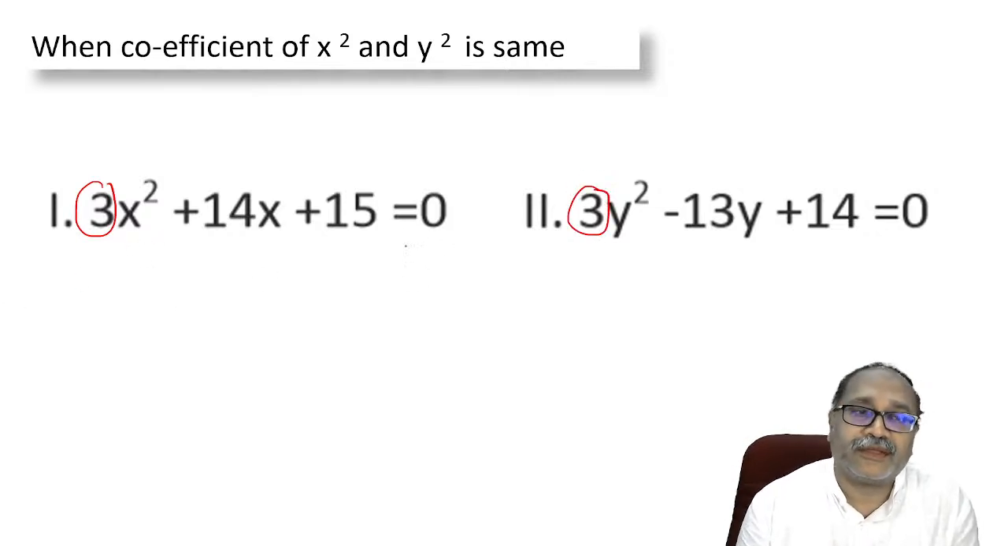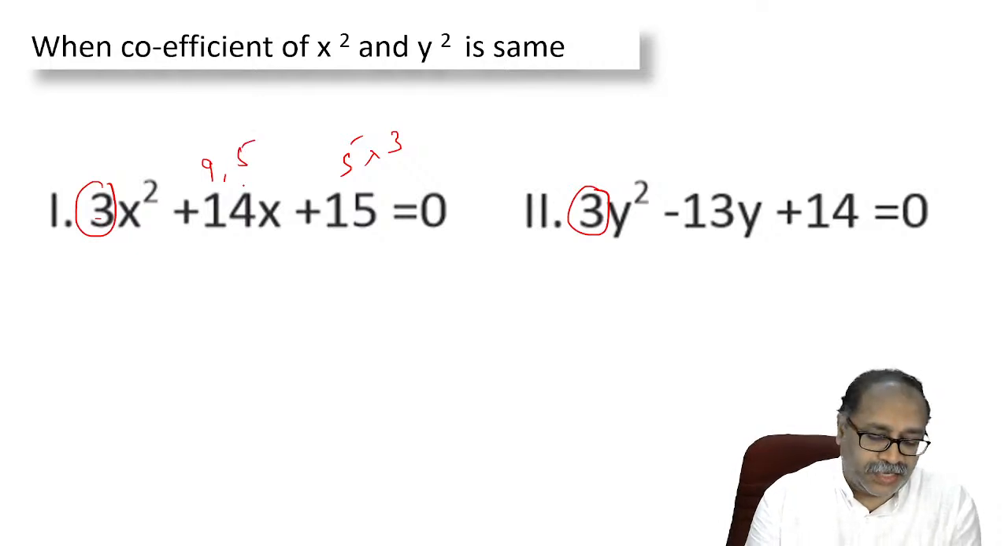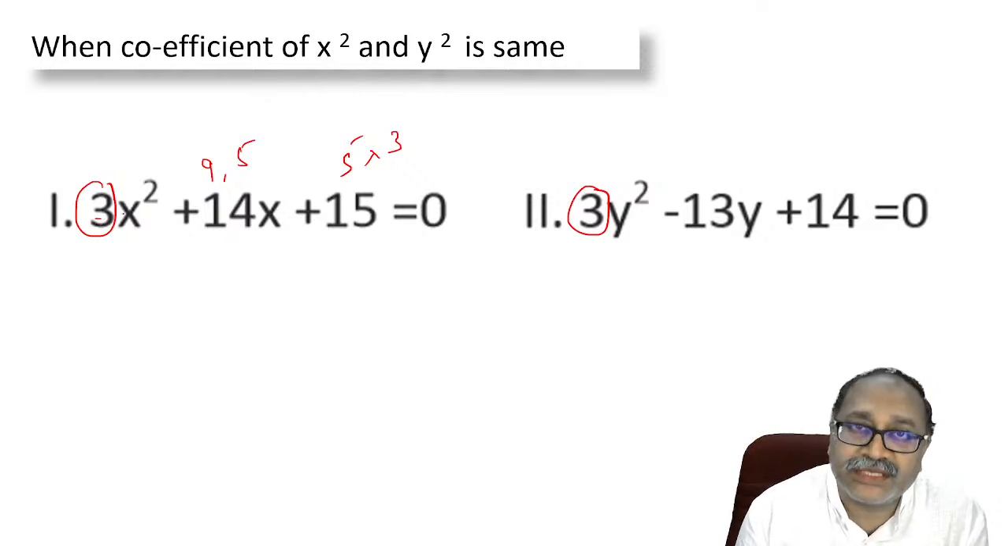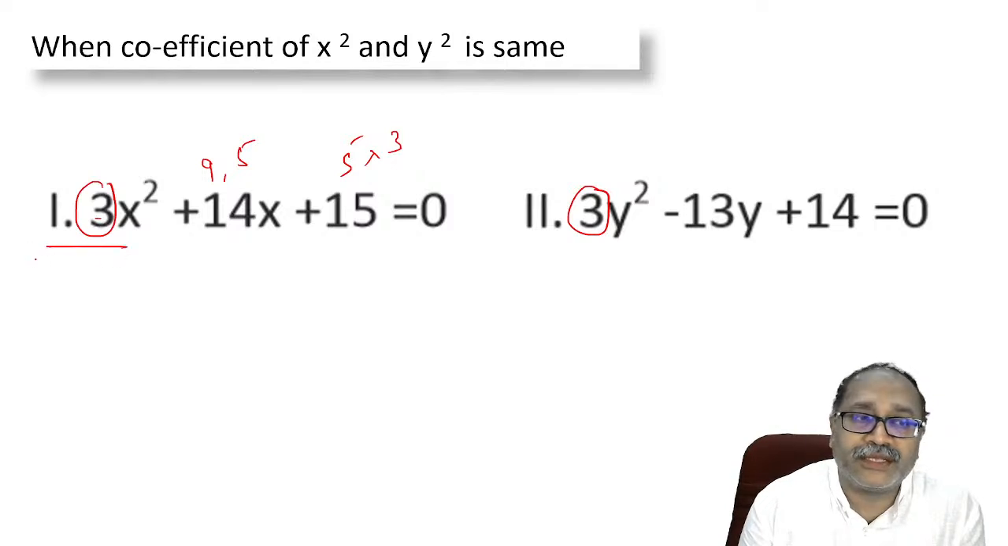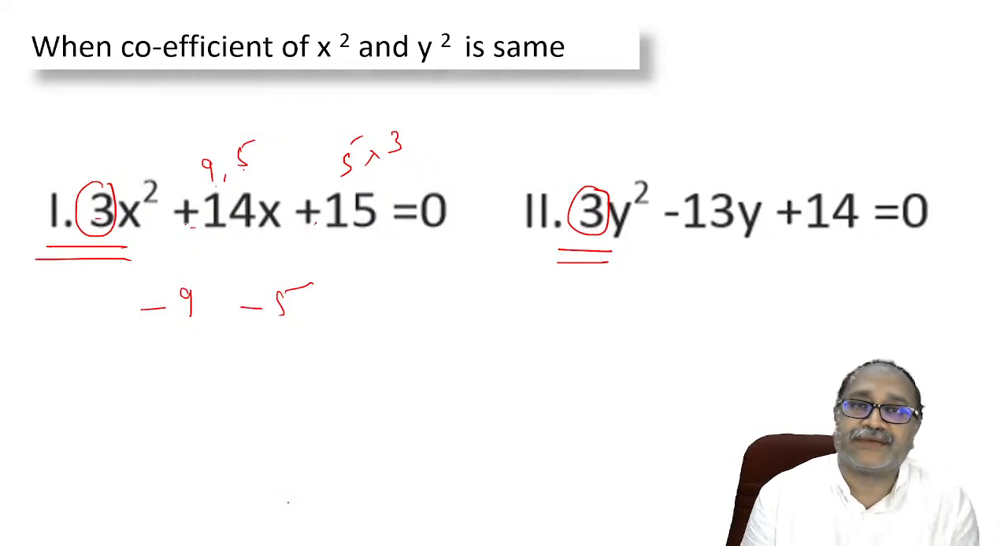Look at it with the help of this option. Now here 15. How do I write 15? That is 5 into 3. So I see that 3 into 3 is 9. So 14 can be written as 9 and 5. Now 9 divided by 3, is it needed? No, because here it is 3 and here it's also 3. So therefore the 9 will come as it is. x1 is 9 and x2 is 5. What about the sign? The plus will become minus and the plus changes the next sign, minus.